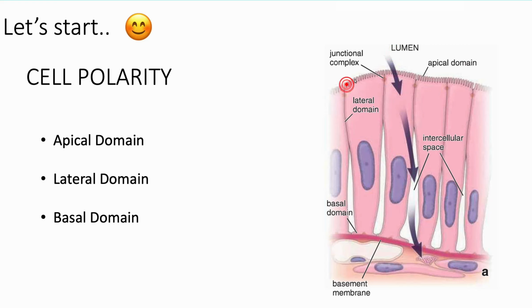This surface of a particular cell is the apical domain, and the region which is in relation with the basement membrane will be known as the basal domain. In between them, all the regions of the cell present on the lateral aspect will be known as the lateral domain. So with this, we will move on to see the cell junctions.